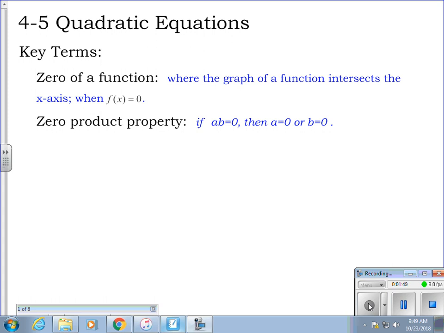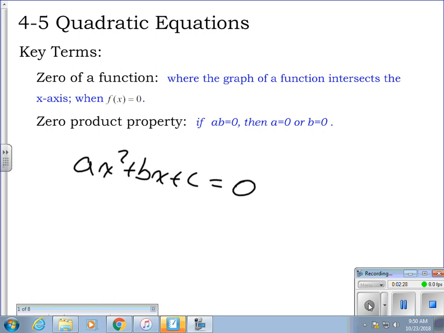Which means that whatever you have, ax squared plus bx plus c needs to be equal to 0. If your quadratic is not equal to 0, you cannot solve by factoring. It has to be equal to 0 first. Some of the problems you will have are not equal to 0, so you need to make them equal to 0 before you solve by factoring. Because otherwise it doesn't work.